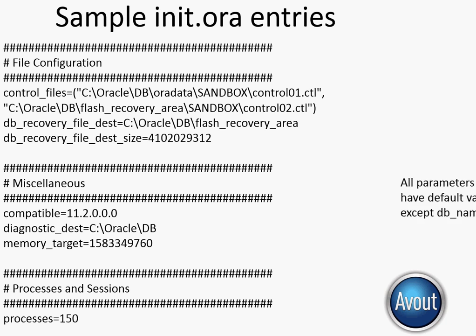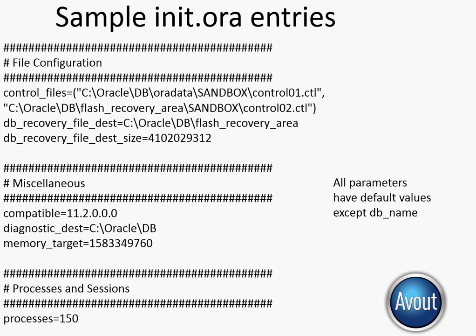One of the key things to remember is that all parameters, except one called db_name, which is obviously the name of our database, all have default values. So in a simplest case scenario, I could set up an init.ora file that has one line in it: db_name equals production or sample or development or whatever it is we're talking about.